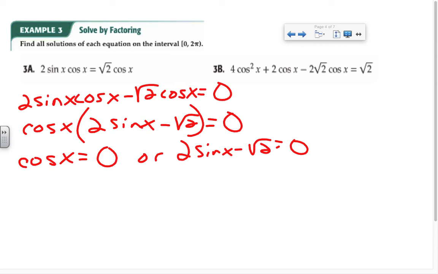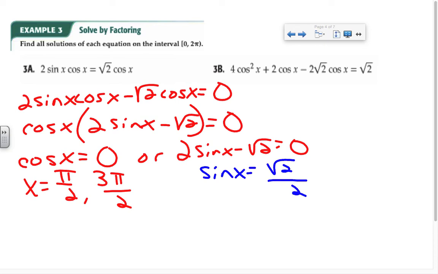So for the first equation, I'd be looking on my unit circle for any x-coordinates of 0, and that is at pi over 2 and 3 pi over 2. For the other equation, I've got a little bit of solving to do. So I add radical 2 to both sides and divide by 2, and I've got sine x equals radical 2 over 2. And so x is the angle where I find radical 2 over 2 as the y-coordinate. That happens in 2 places, pi over 4 and 3 pi over 4. And so these are my solutions.